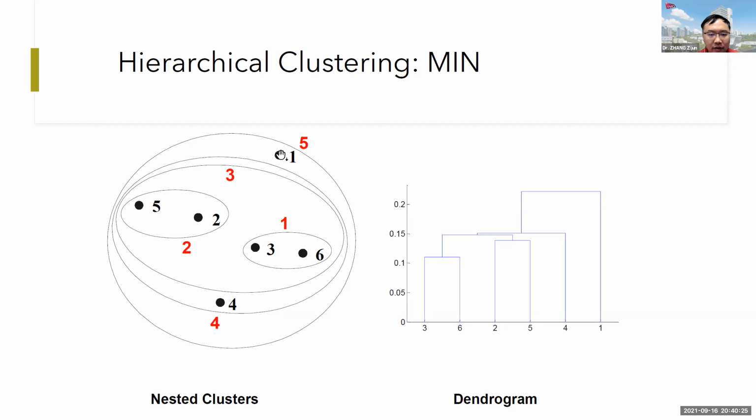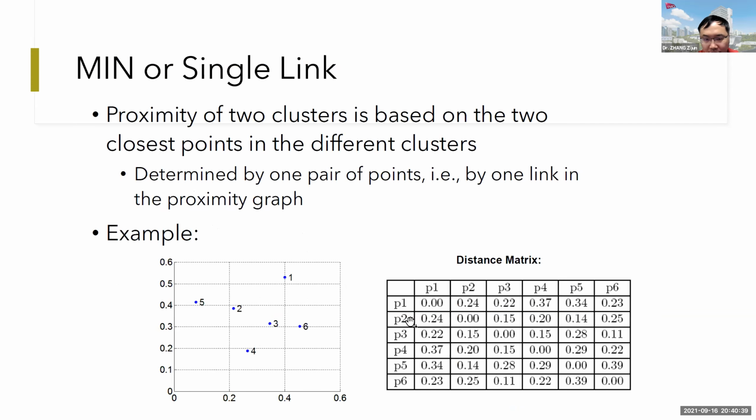For example, you probably compute the distance 1 to 3, and 1 to 6, and you pick the lowest one as a record to update. Then you will find out 2 and 5. What is the distance of 2 and 5? 0.14. That's the second lowest, so you have to go with it.